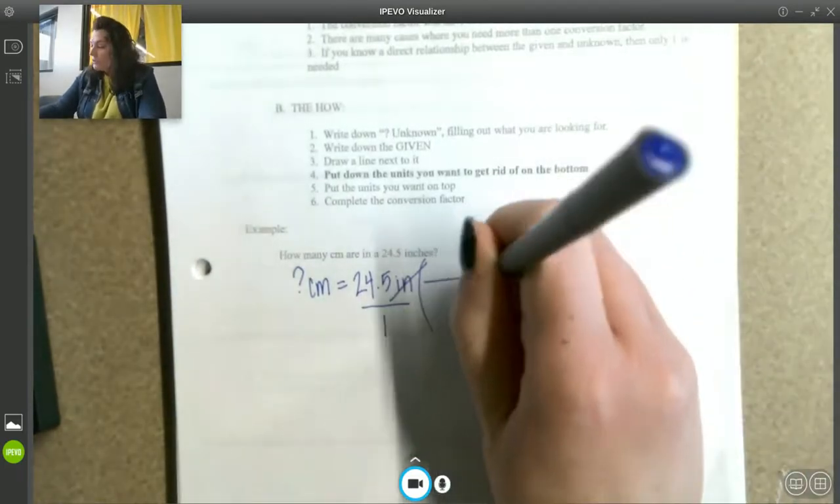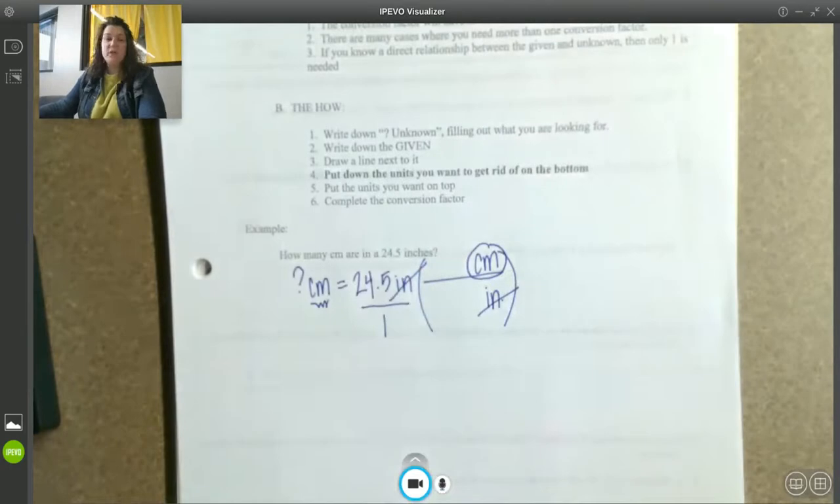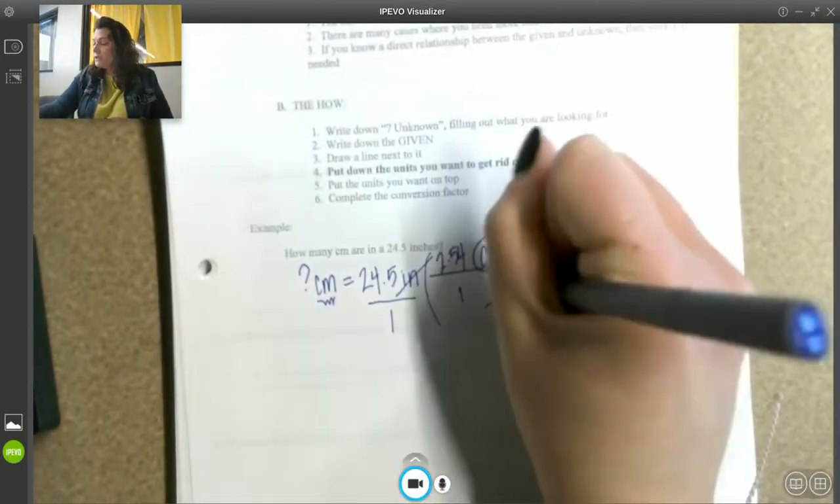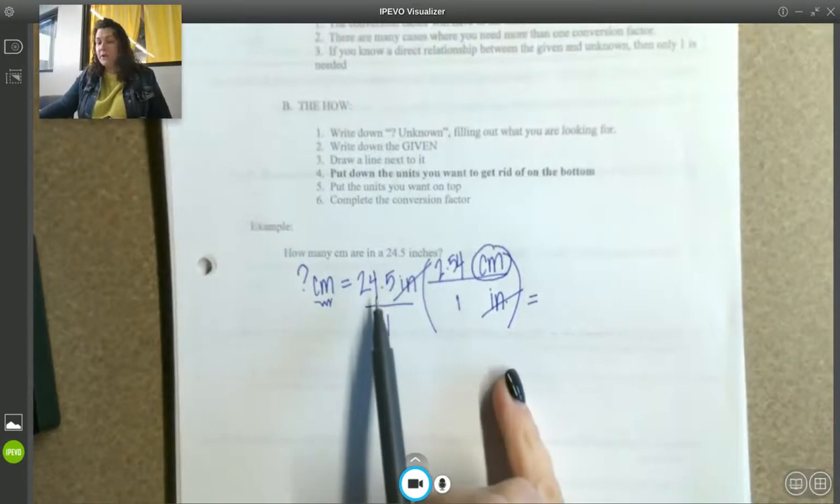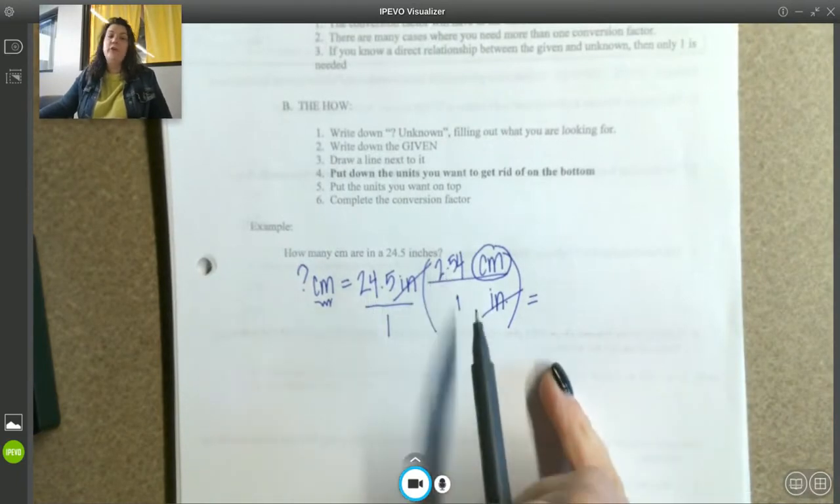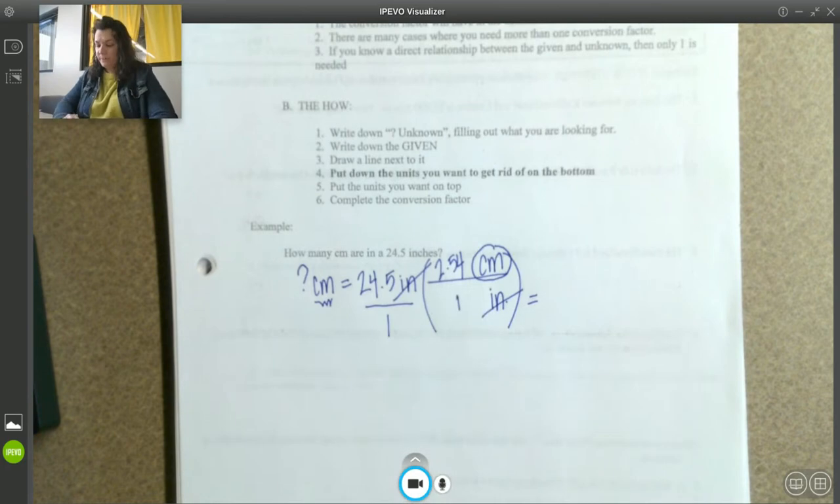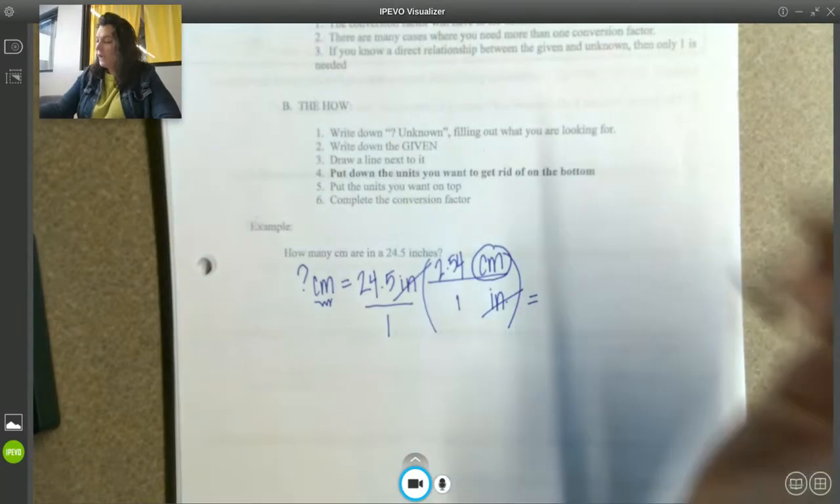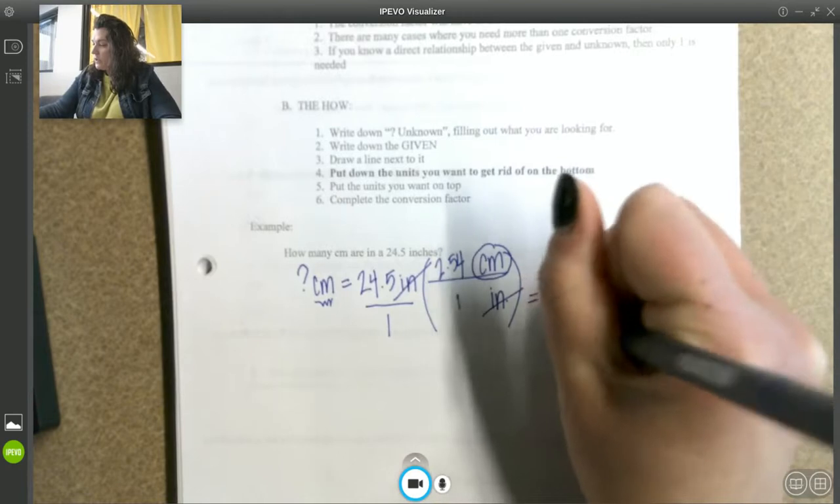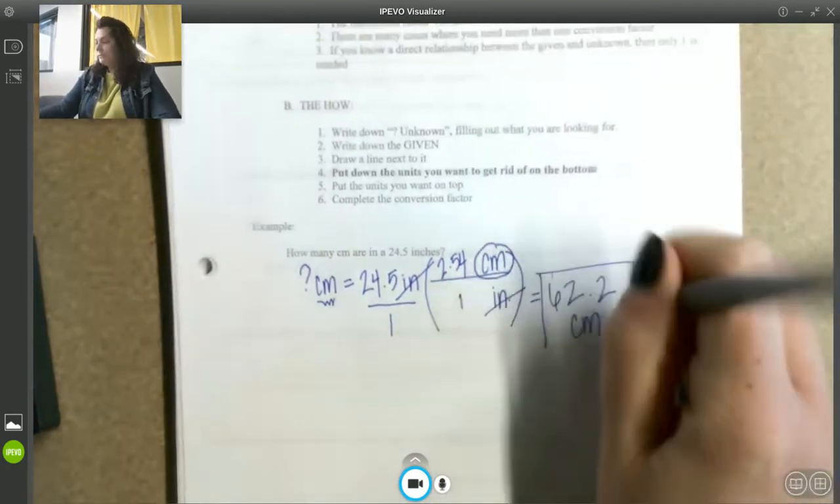So the unit that I'm left with is centimeters, which is the unit that the question is asking me for. And then I'm going to go back to the conversion that we already created here. We know for every 1 inch, we have 2.54 centimeters, and then I'm just going to plug it into my calculator. So I'm going to do 24.5 times the top, 2.54. You can divide by 1, but you know what happens when you divide by 1. So 24.5 times 2.54, I get 62, and with 3 sig figs, 62.2 centimeters, and that's your answer.